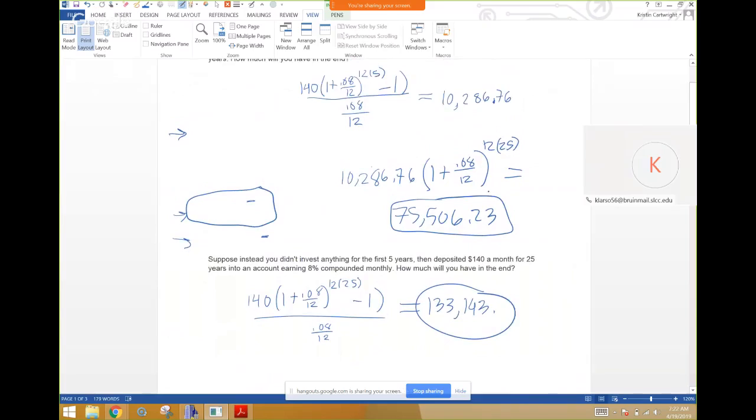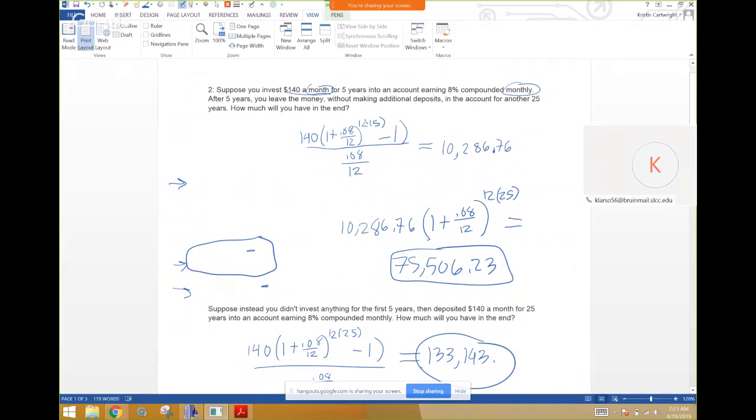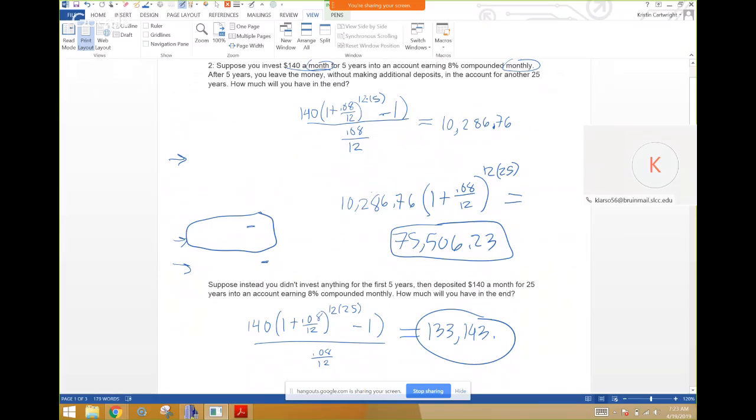But even better than that, this person here only put in 140 for 5 years. So 140 times 12 times 5, they only put in 8,400 of their own money, and then they just let it sit there. After only putting in 8,000, it grew to 75,000, because they didn't put any additional $140 deposits in for the rest of the 25 years. It wasn't as high as making $140 deposits for 25 whole years, but because it had that time of 25 years to grow, it got pretty high up there.